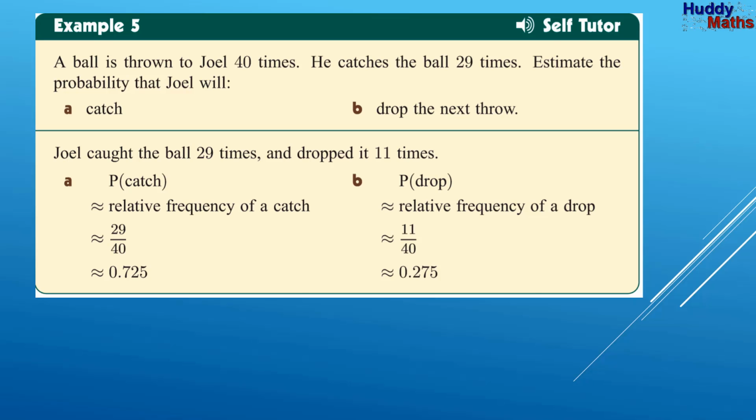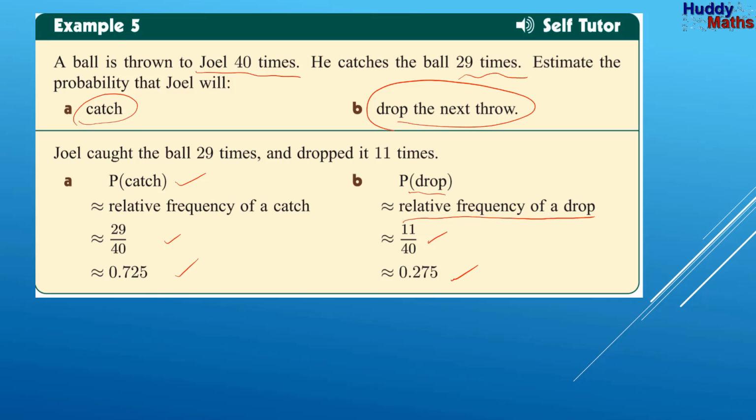A ball is thrown to Joel 40 times. He catches the ball 29 times. Estimate the probability that Joel will catch it or drop the next throw. Okay, so what's the probability of a catch? It's 29 out of 40. So the probability of a drop is the relative frequency of a drop. It's what's left.